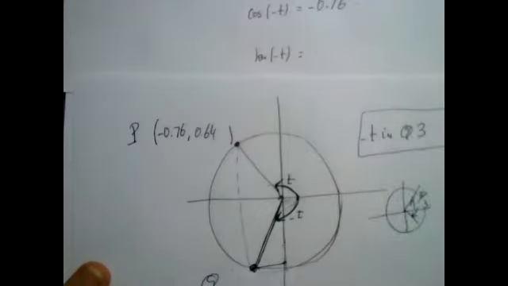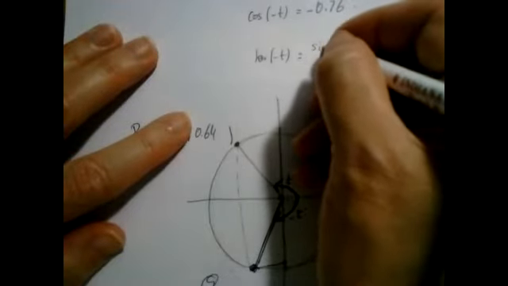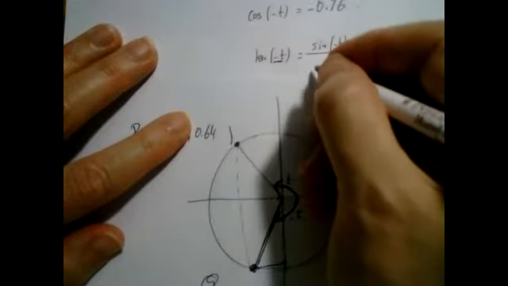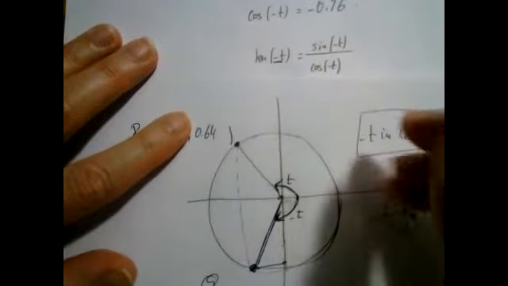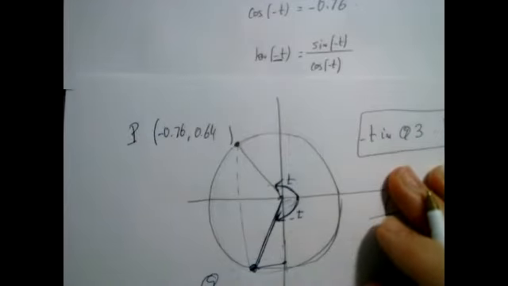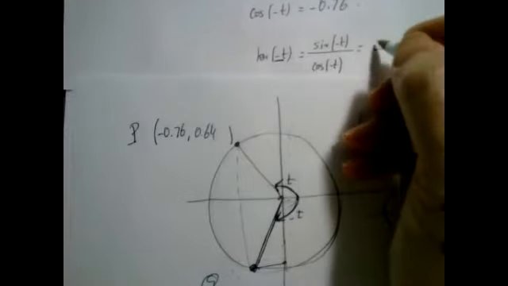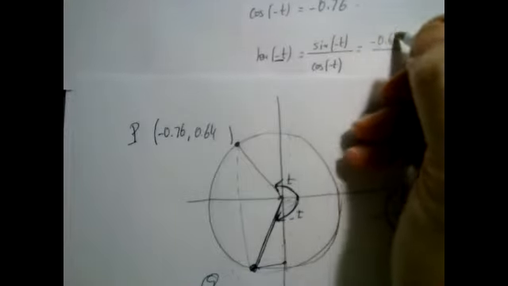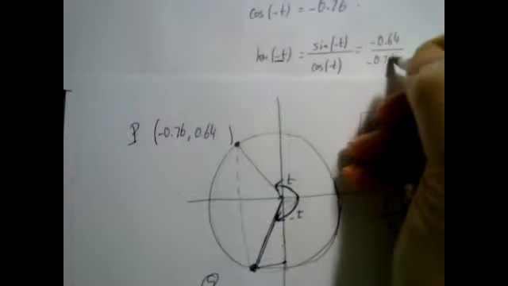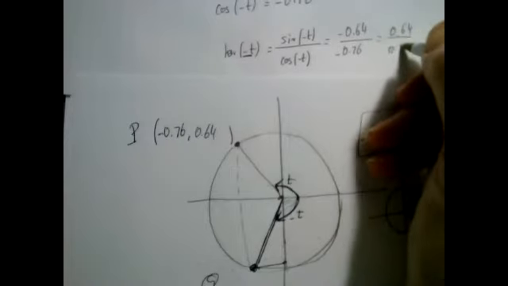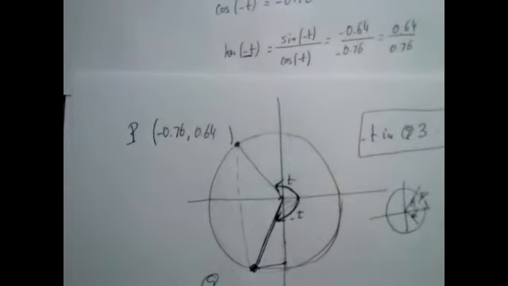What's the tangent? The tangent, I'm not sure. It's the sine over the cosine. So you better be sure for the exam next time. Whatever the angle you have, it's the sine over the cosine. What's the sine over the cosine? So the sine should be 0.64 over 0.76, or negative 0.76. So the tangent is going to be 0.64 over 0.76. And that's the tangent.